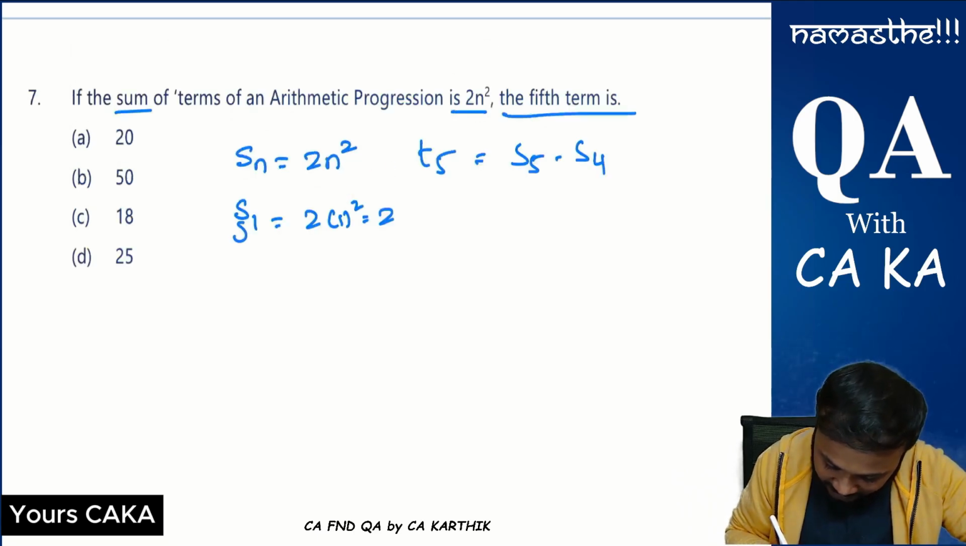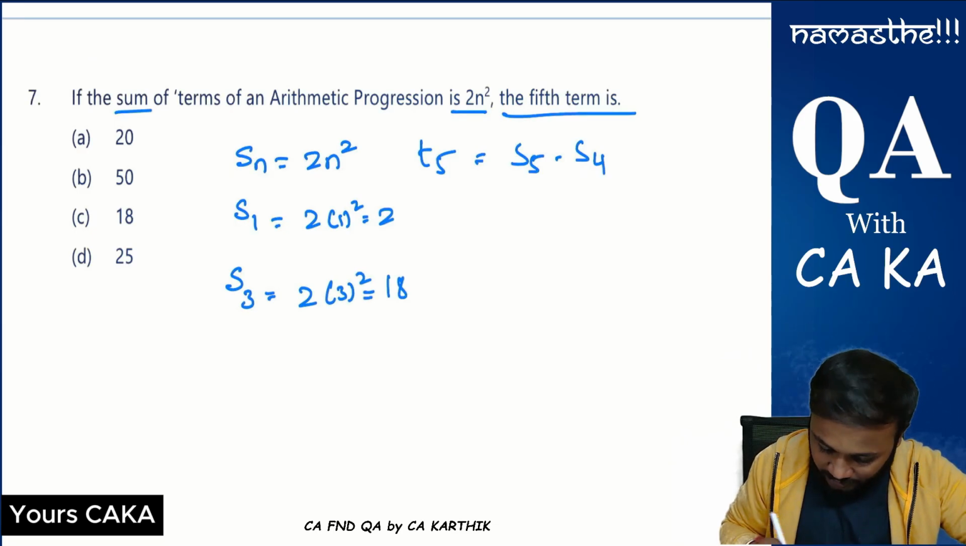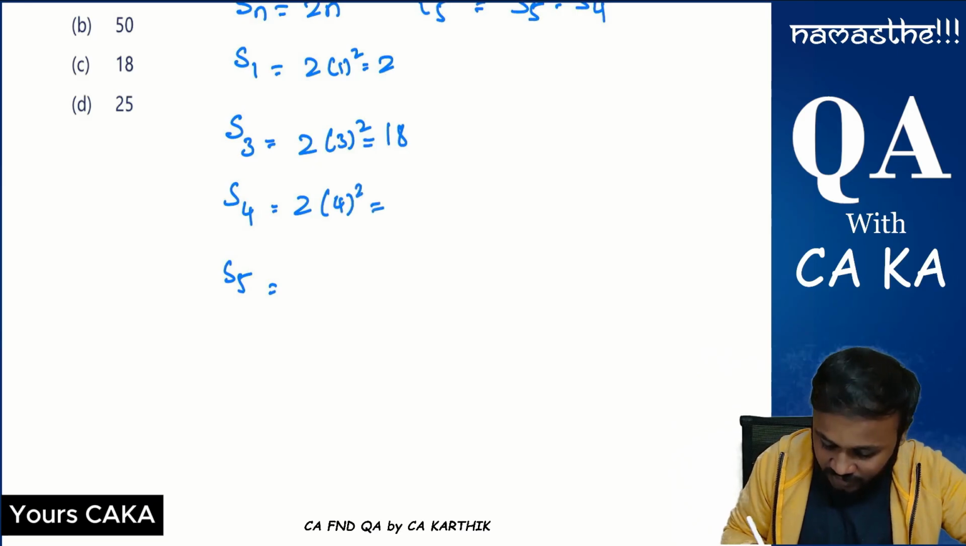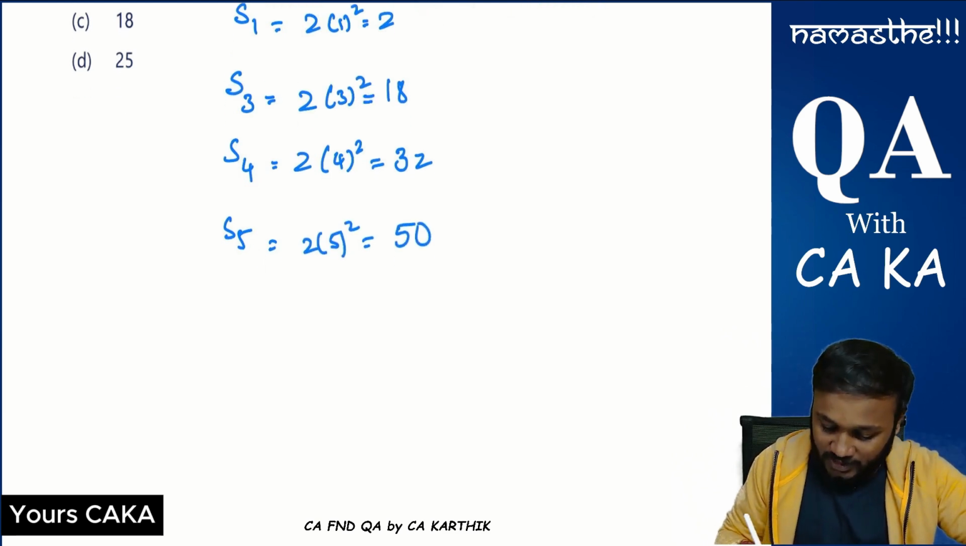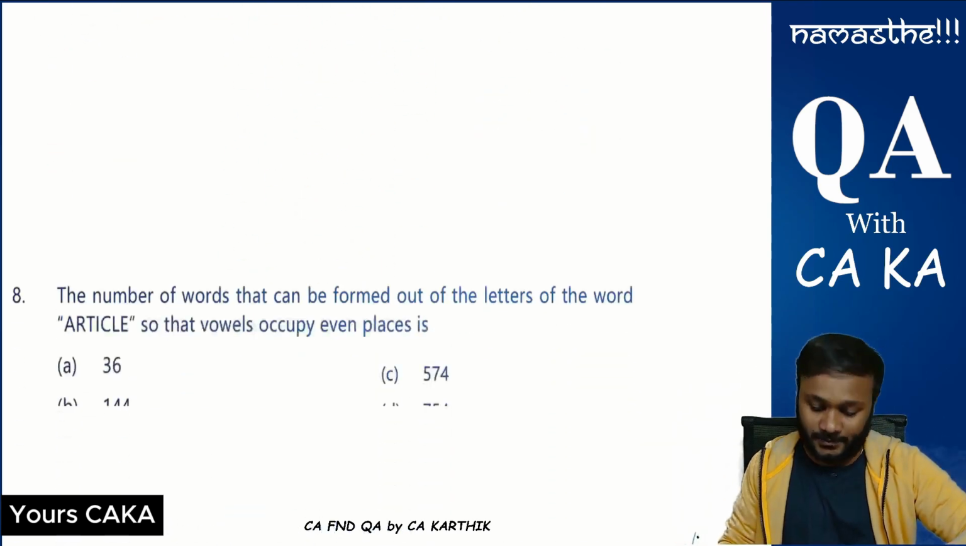When you take S3, 2 into 3 square, 3 3s are 9, 9 2s are 18. Same way, if you calculate S4 and S5, the values you'll get are 2 into 4 square, which is 16 into 2, 32, and 2 into 5 square, which is 25 into 2, 50. So I got these values. When you substitute, 50 minus 32, I get 18. So option C is the right answer.